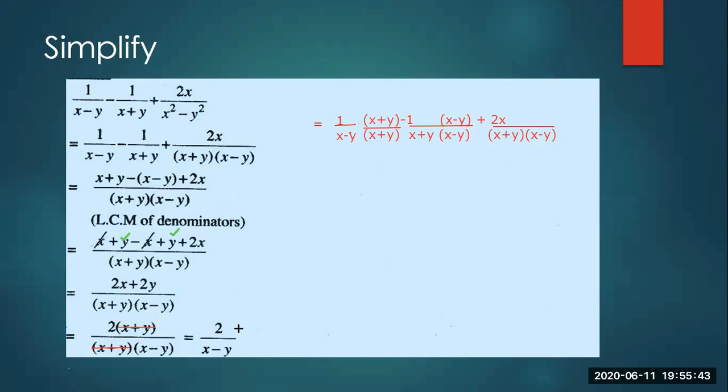So in this question, what we have done is make the values in the denominator the same, because fractions cannot be added or subtracted unless their denominators are the same. So x minus y and x plus y, we will take the LCM of the denominators, that would be x plus y into x minus y, applying the formula of square. So now we have to make the denominator the same in every fraction.